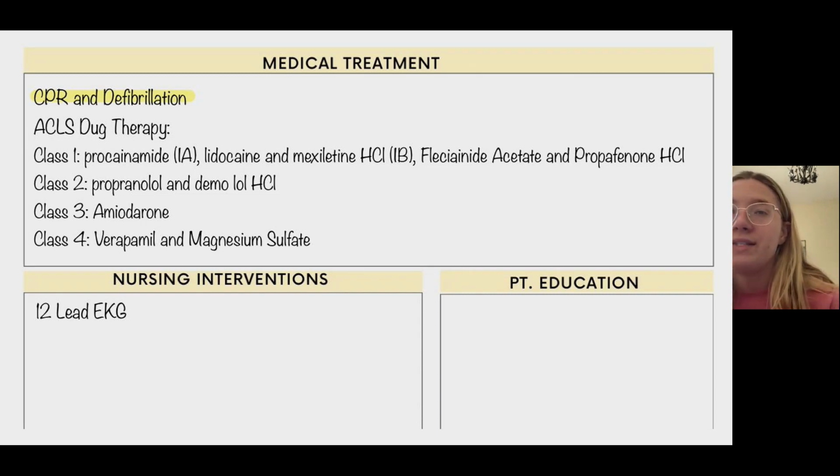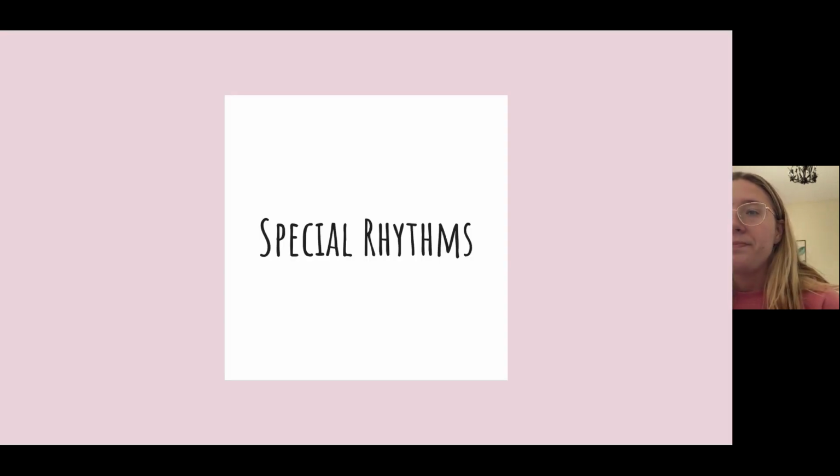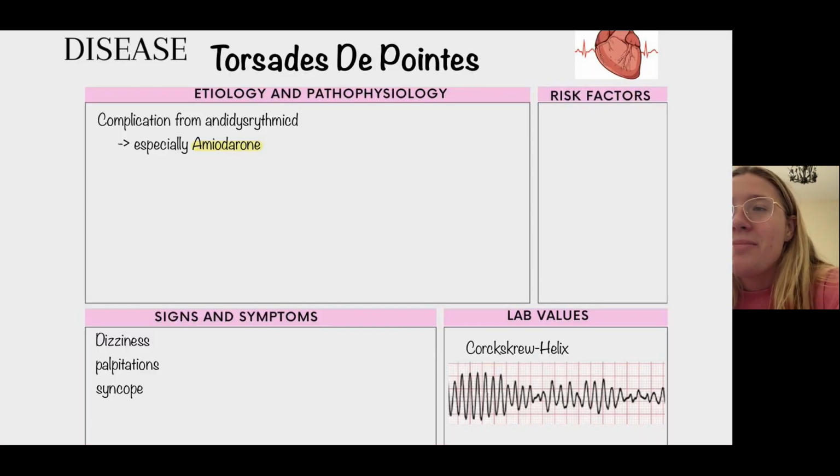But for ACLS drug therapy, we can give some drugs from all the different classes. But again, what do we do? We get a nice 12-lead EKG going. So now we're going to talk about some special rhythms, and you'll see why. This is torsades, not to be confused with artifact.